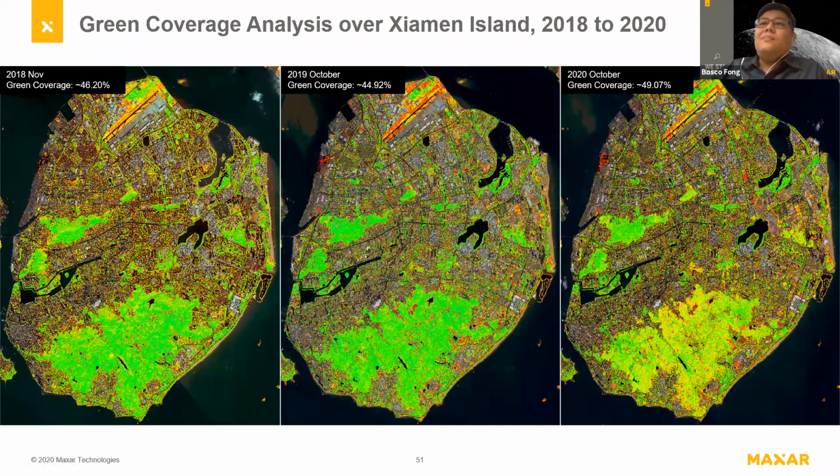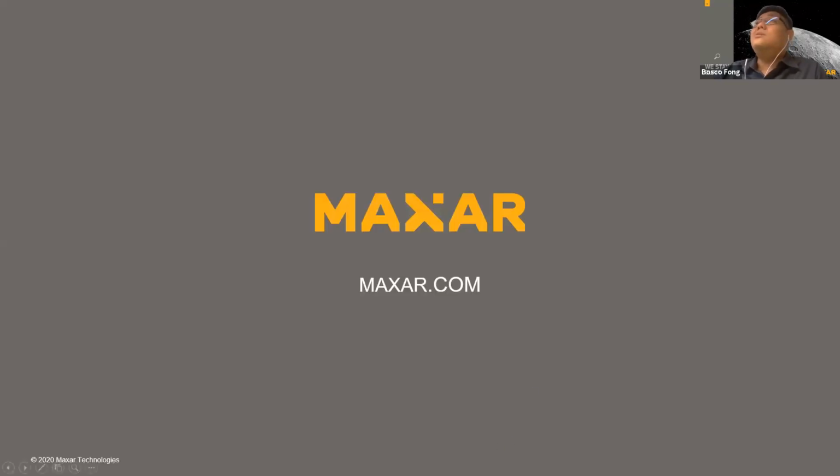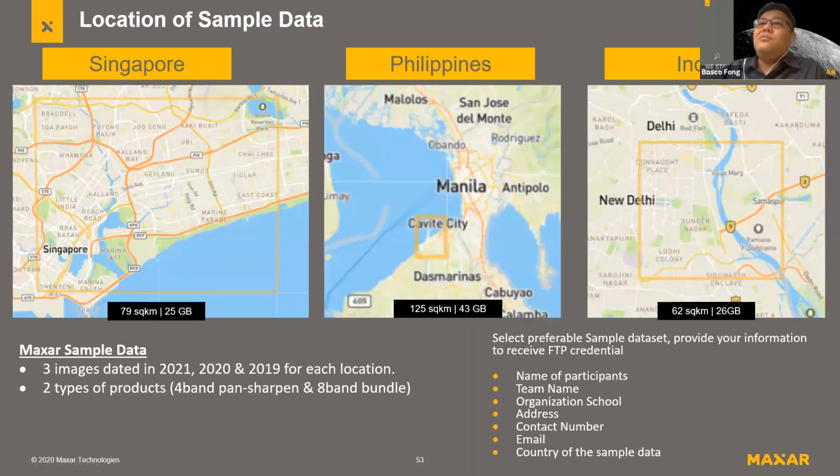Okay, I think this brings me to the end of my presentation. Before I proceed to Q&A, I would like to let you know that we have prepared 3 sets of sample data over these 3 areas. They include the Singapore area, the Philippines, and also India. The total area for the Singapore sample is 79.125 square kilometers, which includes the sea area, and for India it is 62 square kilometers.